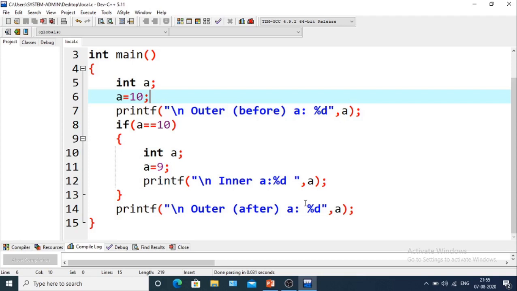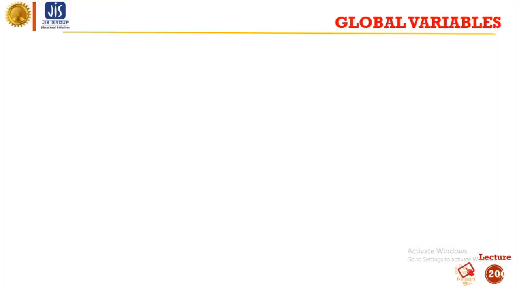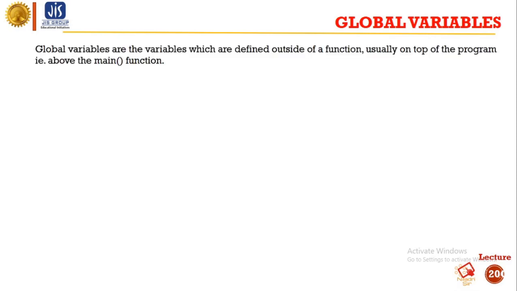So next we will discuss the global variable. Global variables can be accessed at any point throughout the program and can be used in any function. So its scope is basically global. There is a single copy of that global variable available. Global variables are defined outside of all the functions, usually on top of the program, that is above the main program.